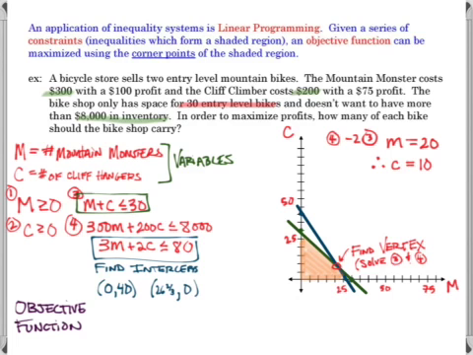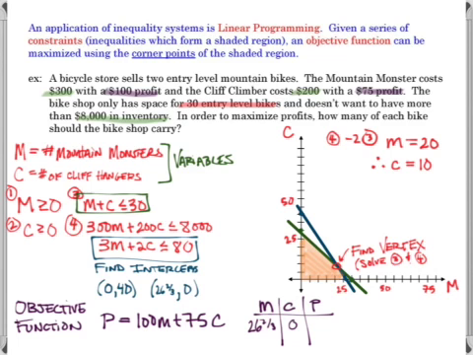And the last piece is I have all the corner points. I need to have an objective function. That's what I'm trying to maximize. In this case, it's profit. So I know that I get $100 profit for the mountain bikes, and I get $75 profit for the cliff climbers. So profit is 100M plus 75C, and I plug in the corner points of my feasible region.